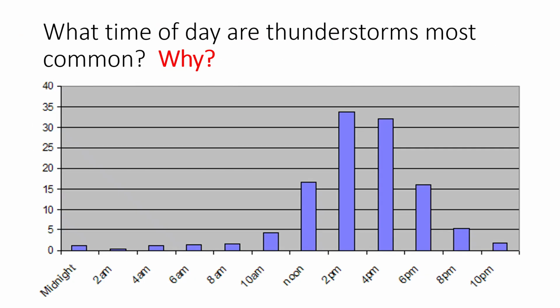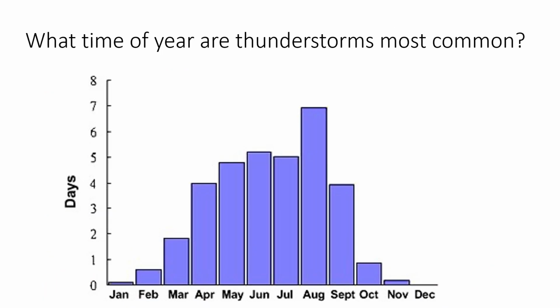So what time of day are thunderstorms most common? In the late afternoon. Why? Because that's when it's hottest, and that's when those cumulonimbus clouds can get biggest and most likely cause a thunderstorm. What time of year? Well, when is it hottest? In the summertime. The later you go in the summer, the more likely you are to have a thunderstorm, because the ground is hottest, which makes the air rise more quickly and make those rising cumulus clouds.